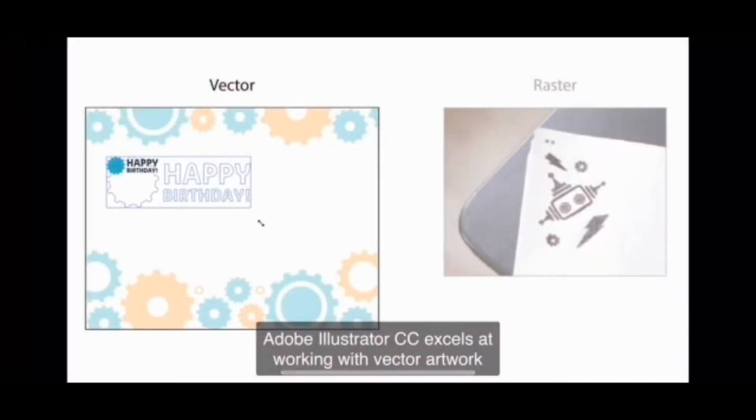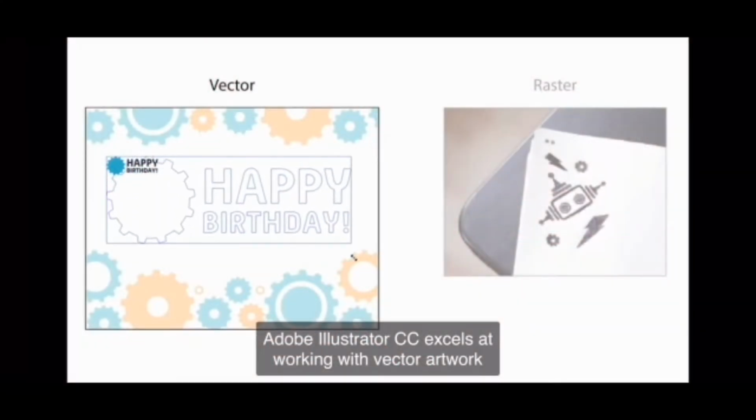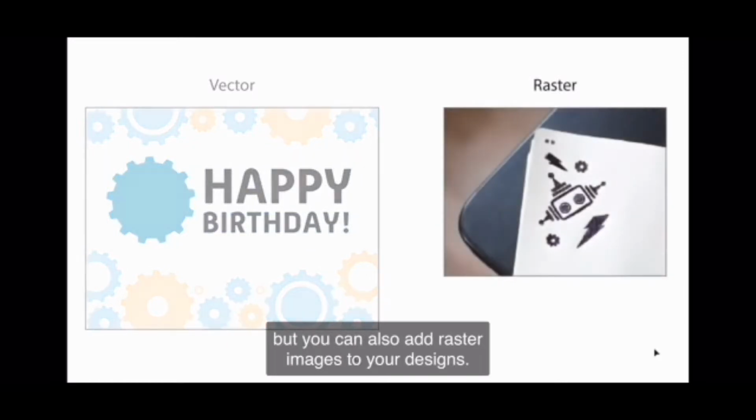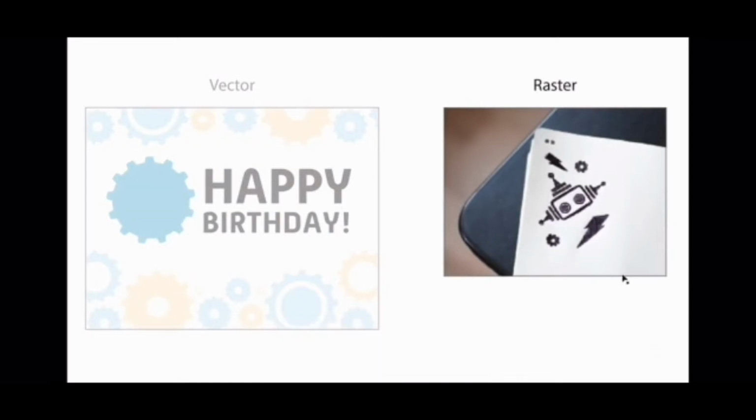Adobe Illustrator CC excels at working with vector artwork, which is made up of shapes and lines rather than pixels. But you can also add raster images to your designs.